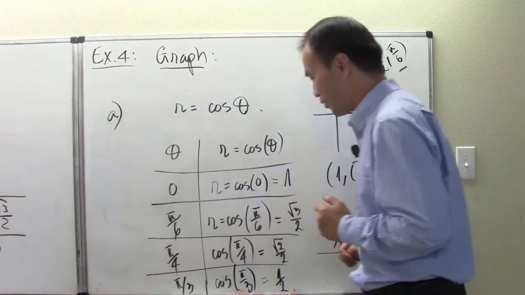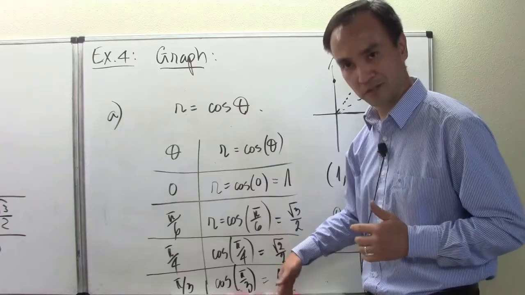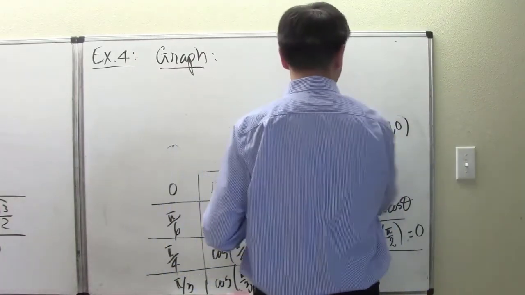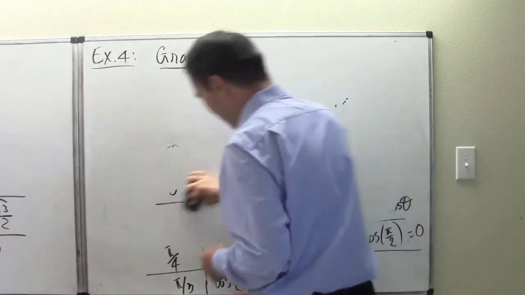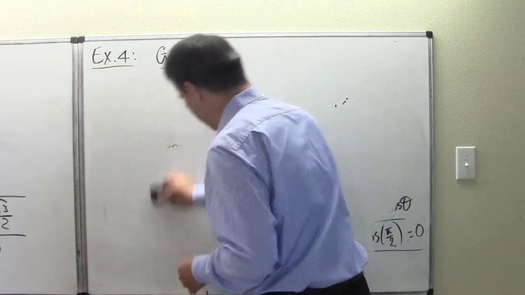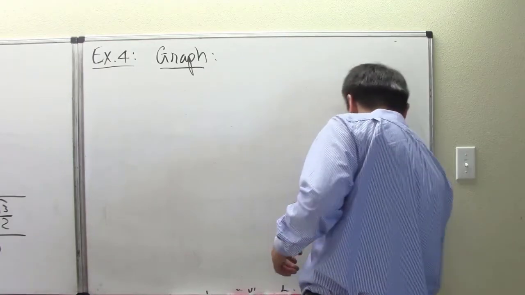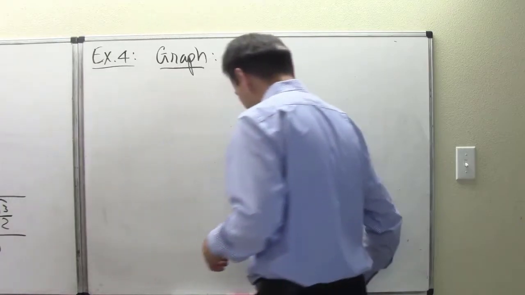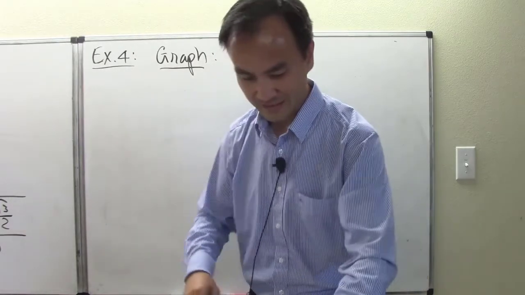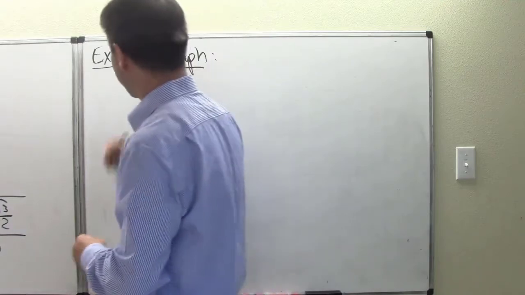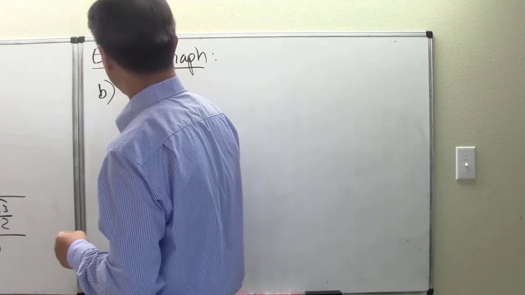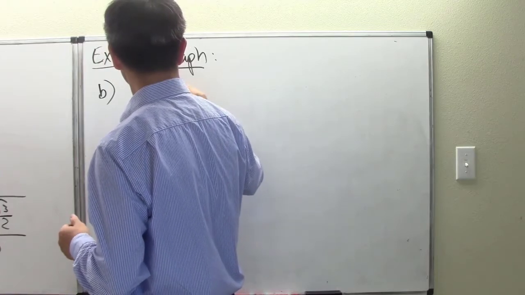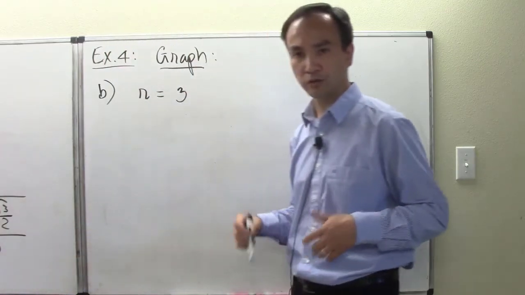And so now we are ready for another polar curve. Let's look at part B of our graph. For this one we can start speeding up the process a little bit. In this example for part B, let's graph the polar curve r equals 3. Okay, r equals 3.